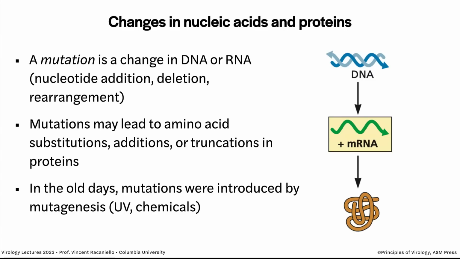So before I go any further, let me do some nomenclature: changes in nucleic acids and proteins. A mutation is defined as a change in either DNA or RNA. It can be adding nucleotides, removing them, rearranging them. Any alteration of DNA or RNA is a mutation. And these mutations, of course, lead to amino acid substitutions, additions, or truncations, depending on the change. And as I've said, in the old days, we used to introduce mutations by mutagenesis with chemicals or UV light.